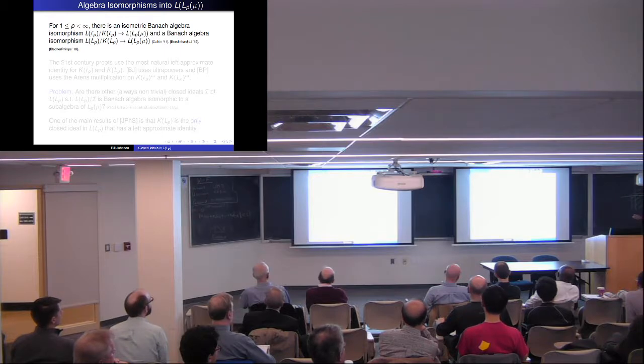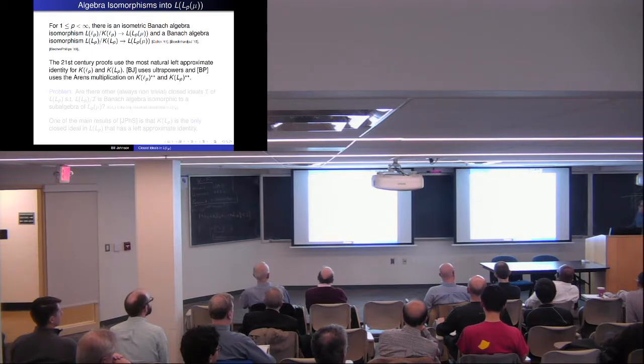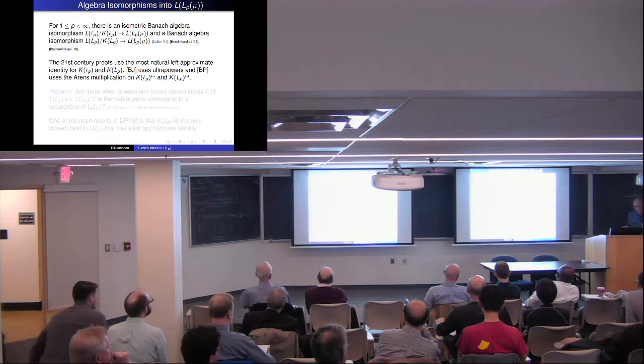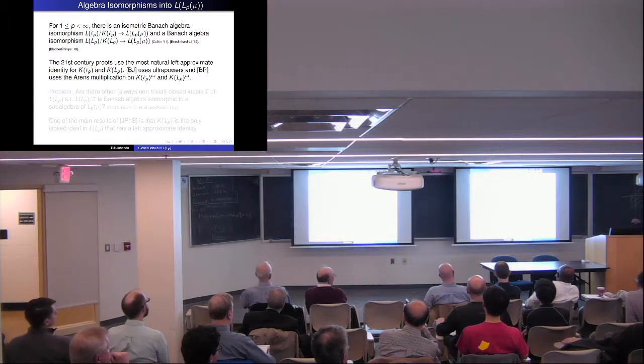So I mentioned Calkin and Marc Bowden-Harjo and myself, but there's another proof that Blecher and Paulsen came up with last year. They weren't aware of our paper when they did this. The two proofs, the one that Marc and I did and the one that they did, use very natural left approximate identities for these ideals of compact operators on the spaces. If you don't know what a left approximate identity is, I'll tell you later.